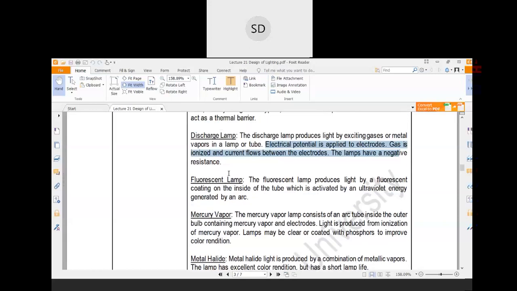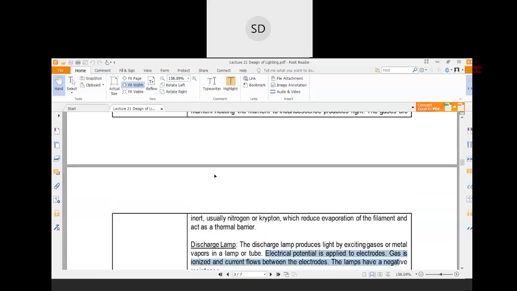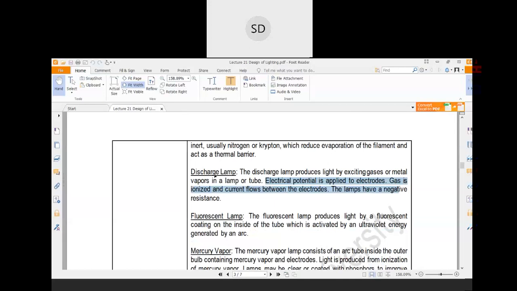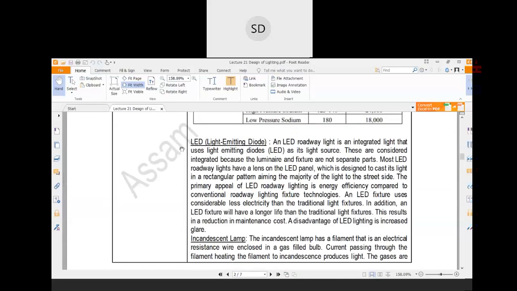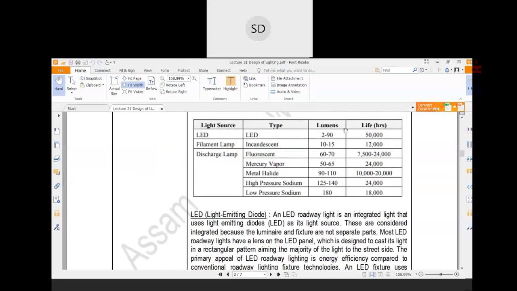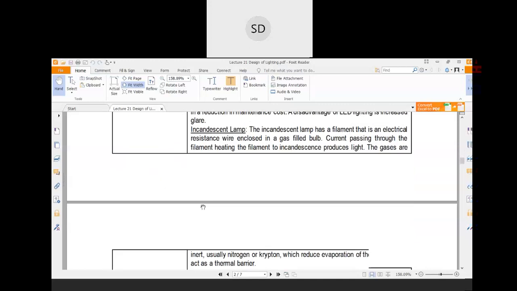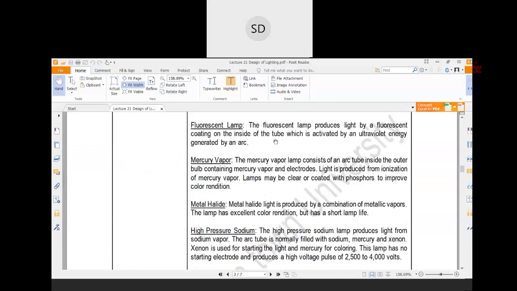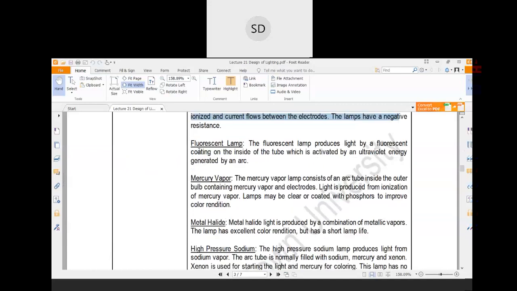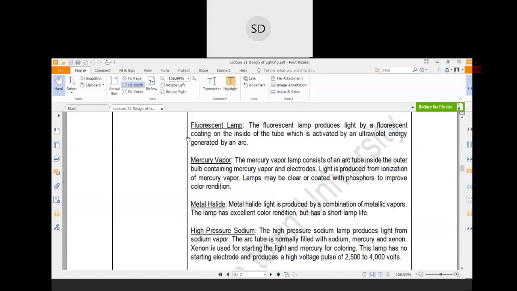Basically you just have to know about the different types of lamps and why LEDs are important. That LED portion is important for you, and also the different design life of the different types of light. These are some working principles. For understanding purposes you can have a look at all these things, but that is not important for your exam purpose. Okay, then coming to the fluorescent lamp.